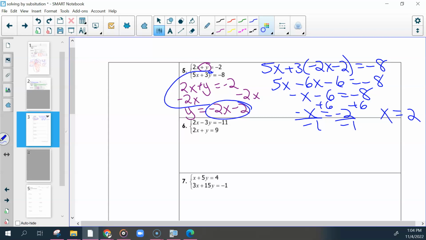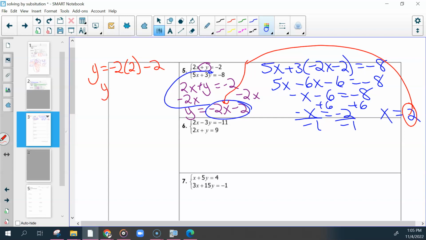You really have choices for this when you go to put that back in. You can put this 2 back in either of these equations where x is, or in the one you solved. The one you solved is probably the easier of the 3, but you have choices. So you would solve that, figure out where your y value is, and then write your answer. 2, negative 6.